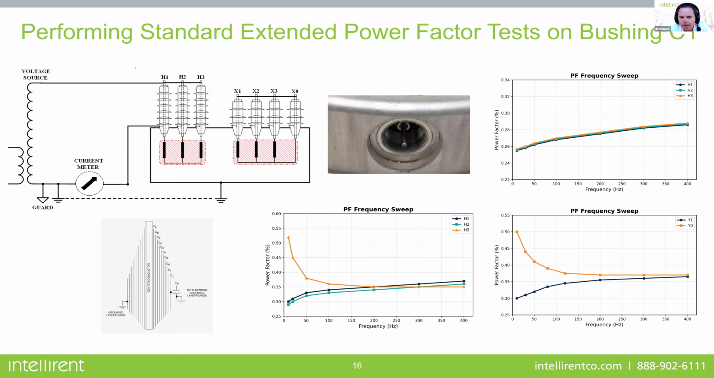We're looking for a downhill slope like that. So if you see the top right, all three bushings, H1, C1s, are nicely going down, and the bottom two out of the three bushings have that nice slope that we're looking for. And then there's one that would definitely be rated for investigate and closely monitored as well. So that extended power factor helps flag some of those early indications of bushing moisture issues.